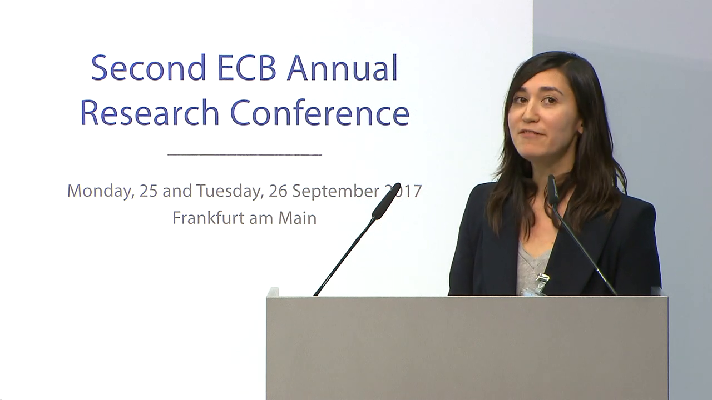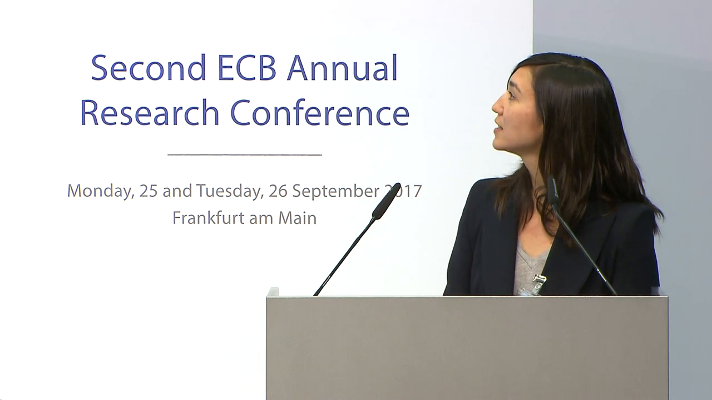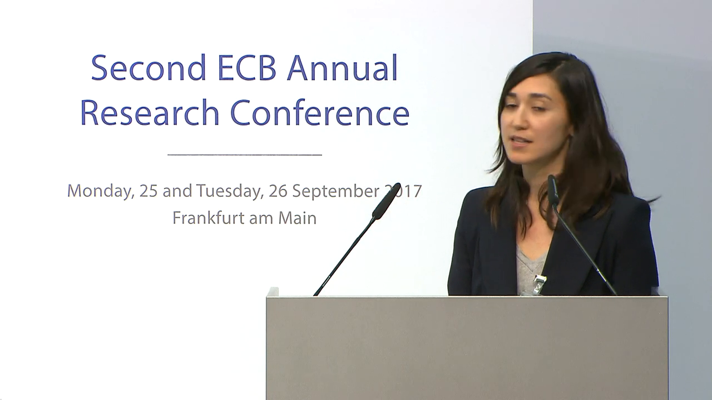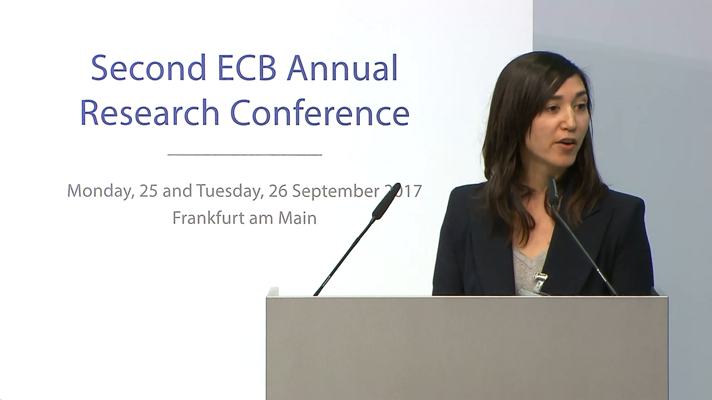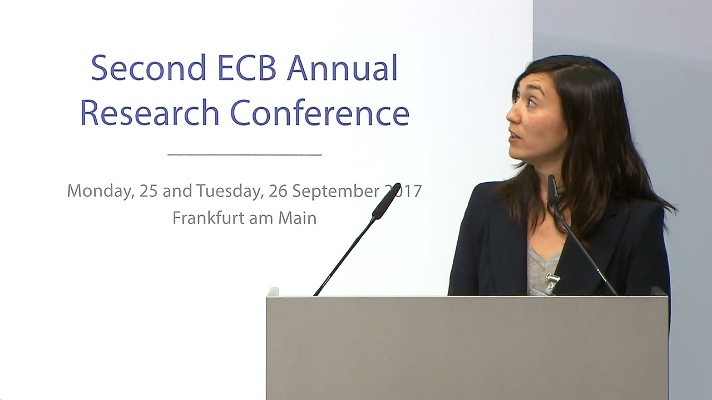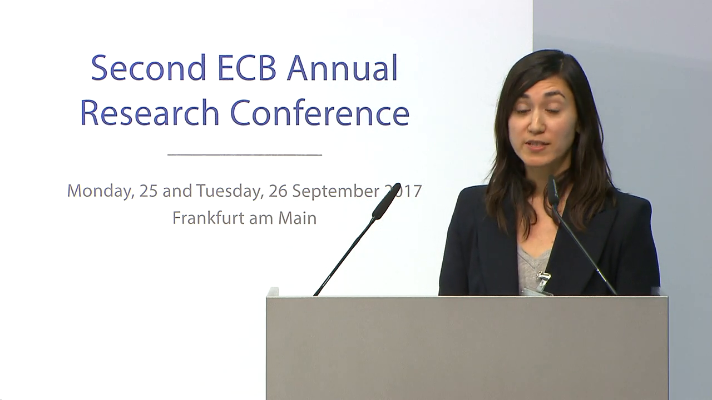So let me start by briefly talking about why inflation is so costly in standard sticky price models. What we do is we look at a very plain vanilla New Keynesian model, but the idea is just to give an intuition for why these costs of inflation are so large in these models. So it's a model where households consume and supply labor, there's monopolistic competition, and firms face costs of changing prices. And we compare what happens in a Calvo model, where there's a fixed probability of changing prices, to a menu cost model. We look at a pretty standard calibration along most dimensions.